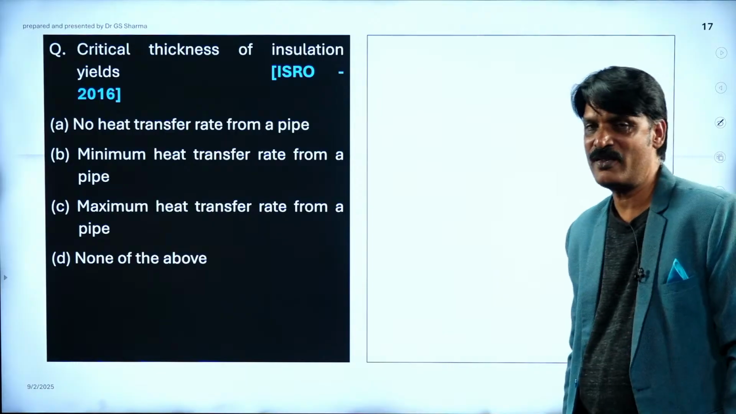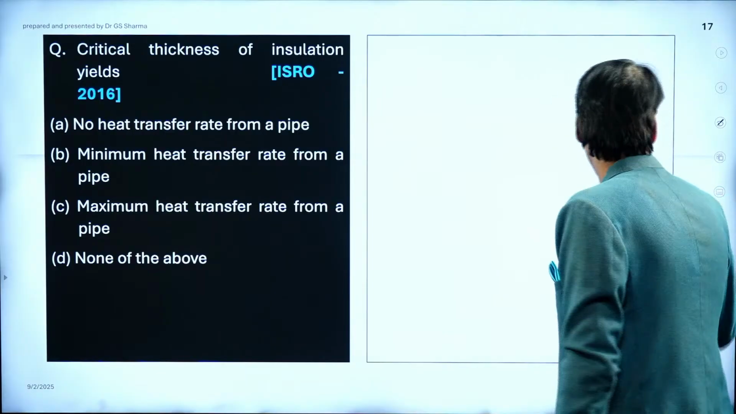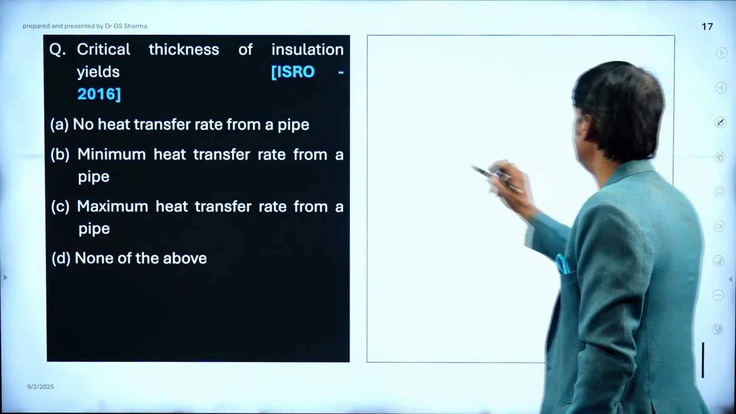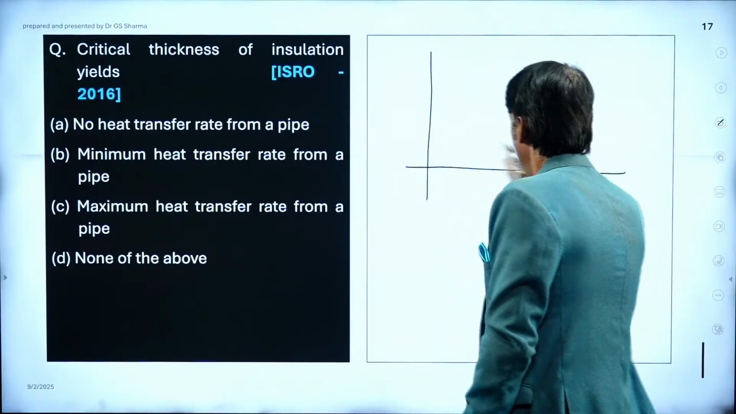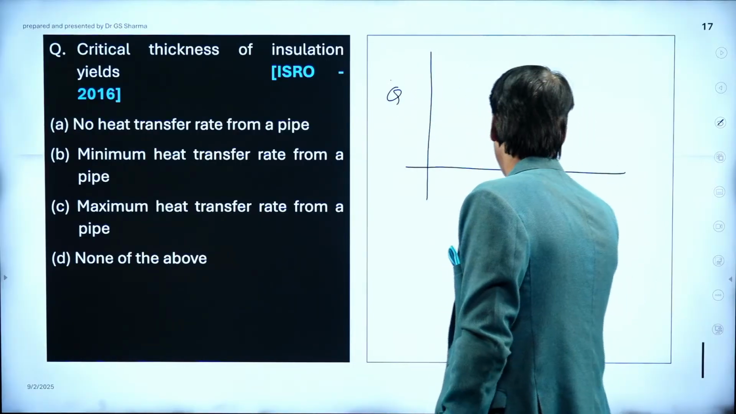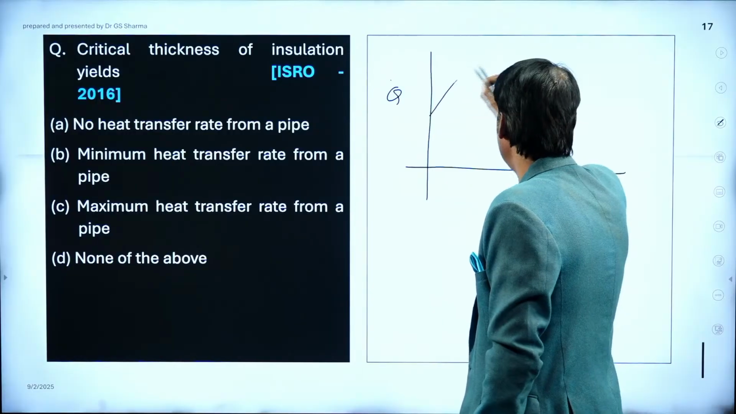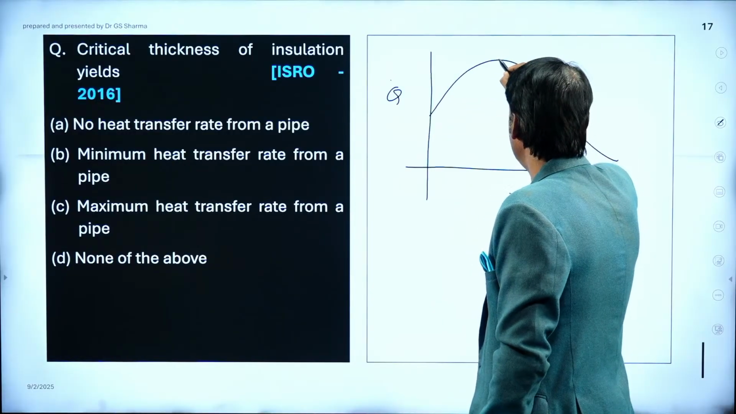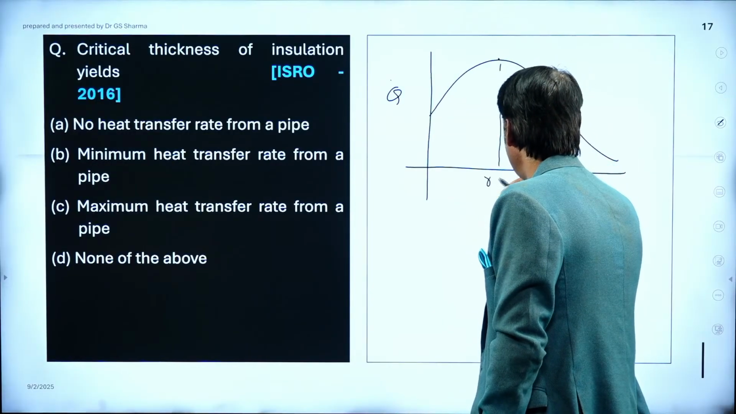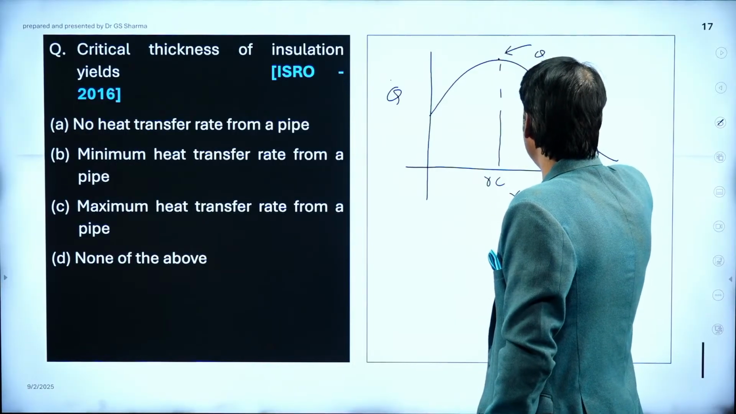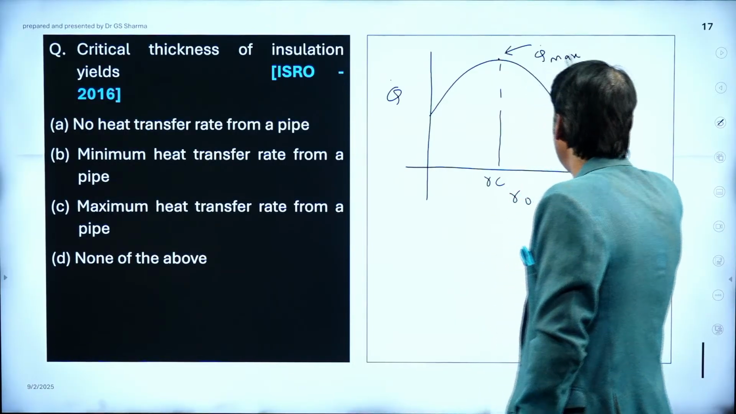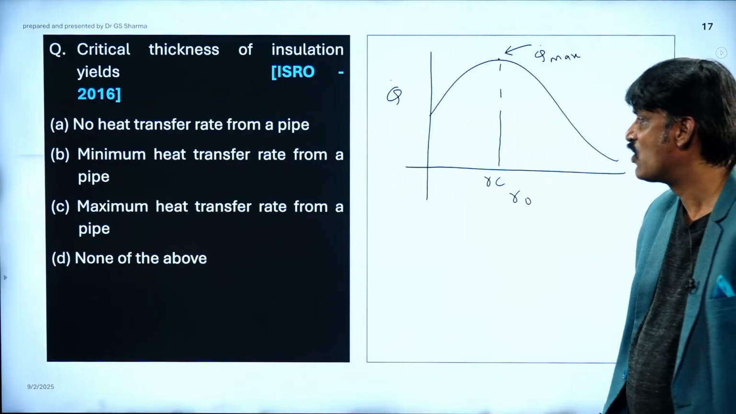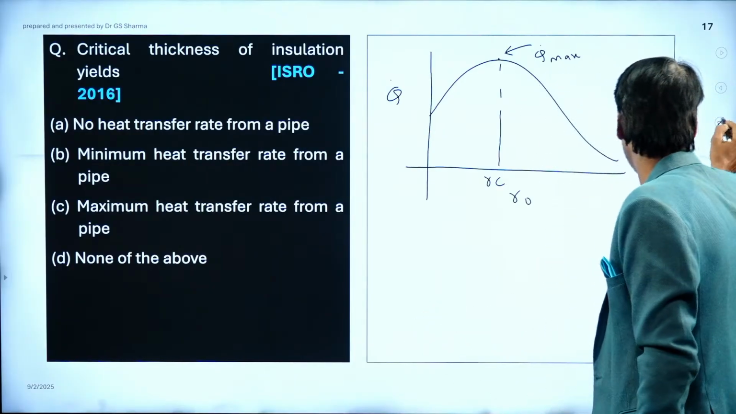Corresponding to critical radius of insulation, heat transfer is maximum. If you try to plot Q dot against outer radius, we observe that this point corresponds to the critical radius, where heat transfer is maximum or thermal resistance is minimum. So the answer is C.